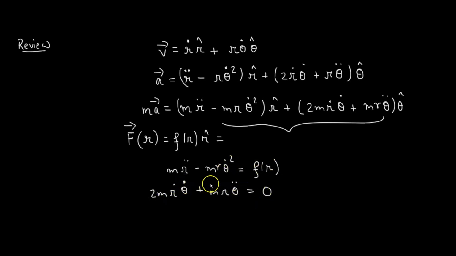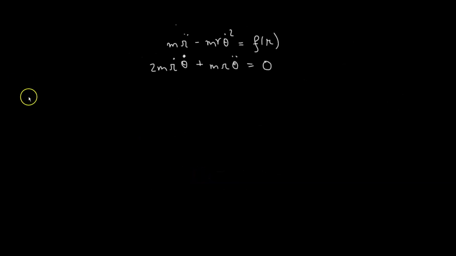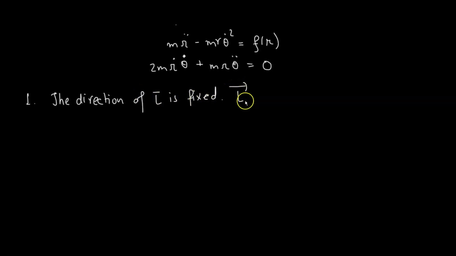Now in order to arrive at these two results, we had to use a couple of facts. Let's note them down. The first one was, we had to consider that the direction of angular momentum is fixed. Recall, we got that the expression for angular momentum was m r squared theta dot multiplied by r cap cross theta cap. Whenever we say that the direction of the L vector is fixed, that means the motion of the particle is such that it's always constricted to a planar surface. That means motion is occurring on a plane that contains r cap and theta cap.